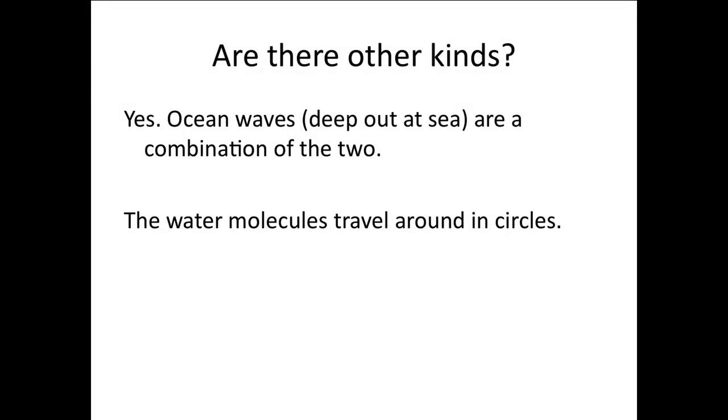So are there other kinds of waves? Well, yes, there are. Ocean waves deep out at sea have a combination of the particles moving in the same direction as the wave and perpendicularly. The water molecules actually move around in a circle as an ocean wave passes. So these aren't the only kinds of waves that we have.